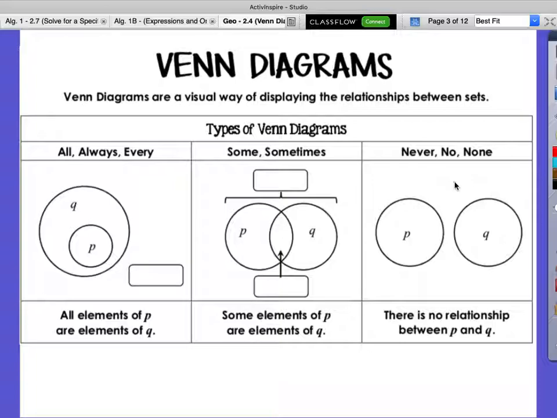Okay. We're going to talk about 3 types of Venn diagrams. Our first type is where we have a circle inside of another. We're going to call this our all, always, or every. These are keywords we're going to want to look at.